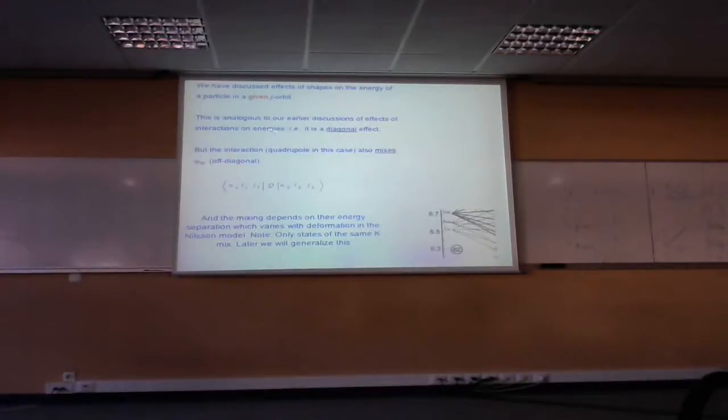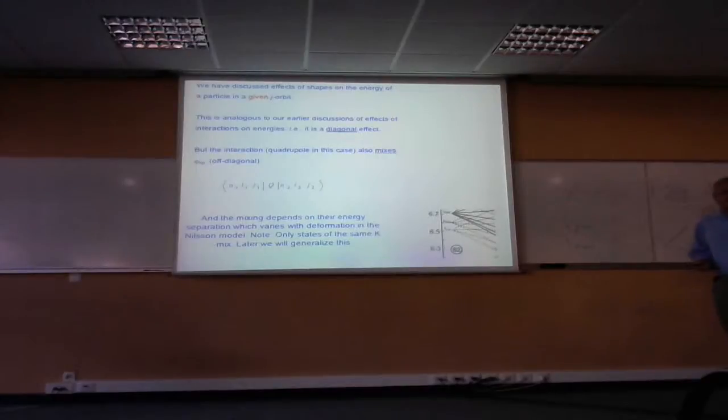What we've talked about so far is the energies in a field of a certain shape. That's a diagonal effect. But the interaction that generates the Nilsson model also mixes the wave functions of these different single particle states. The mixing will depend on their energy separation, which changes with deformation, and it also depends on which orbits they are. Only states of the same K can mix. Later we'll generalize that, but for this pure, simple Nilsson model, only states of the same K can mix.